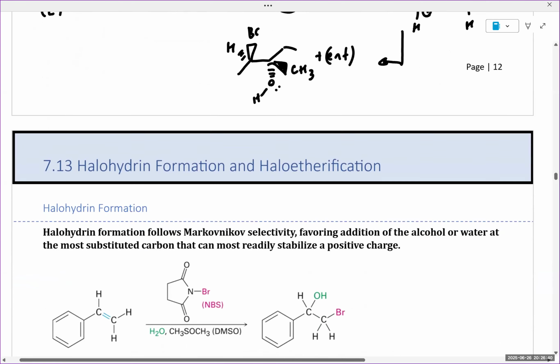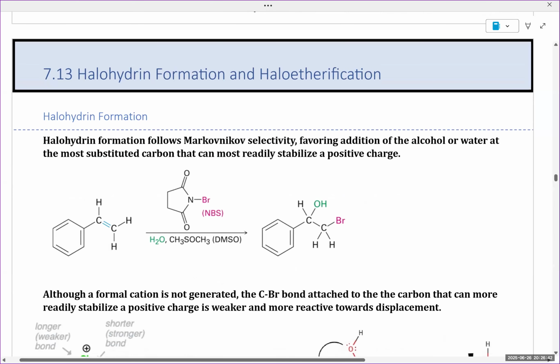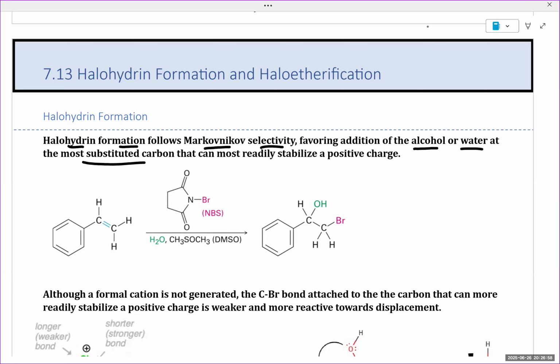Okay, let's talk about a variation of halohydrin formation, and let's talk about how halohydrin formation functions in terms of Markovnikov's rule. So halohydrin formation follows Markovnikov's selectivity, favoring addition of the alcohol or water at the most substituted carbon that can most readily stabilize a positive charge. Even though you aren't making a carbocation, you still have to consider which carbon is most substituted and which carbon can stabilize a partial positive charge.